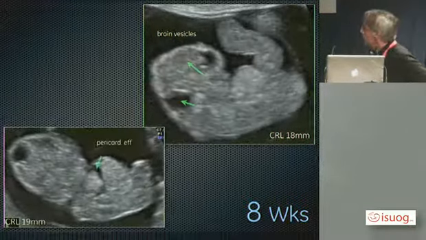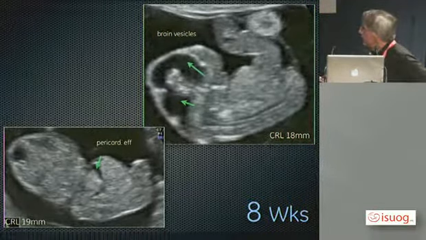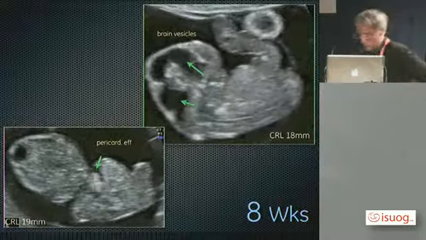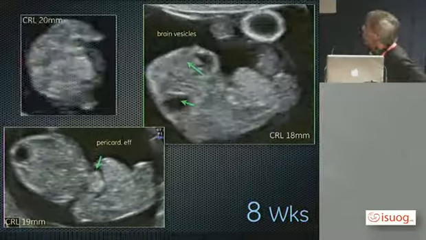Pericardial effusion, this is normal at this stage of pregnancy. It will disappear around 9 weeks. The heart.